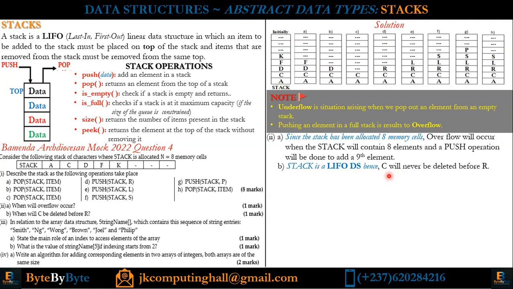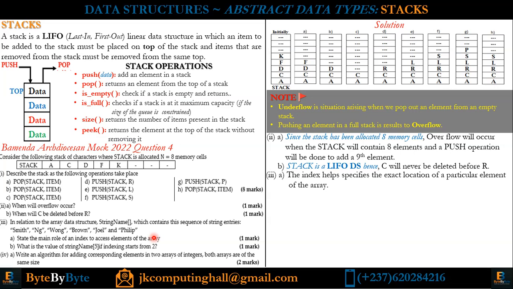Then the sub 3 part says, in relation to the array data structure, string name, which contains this sequence of string entries. Remember, I told you that a string is a group of characters, and you see that string name is simply an array of strings. Now they say, state the main role of an index in accessing elements of the array. Remember, we talked about index, and the index helps to specify the exact location of a particular element of the array.